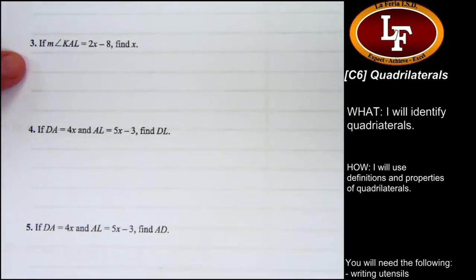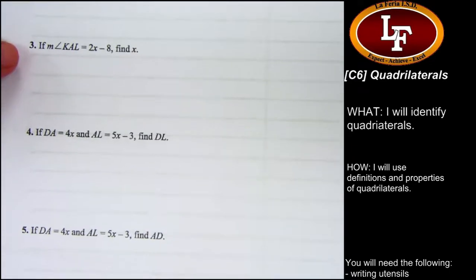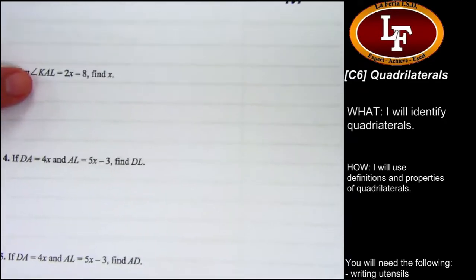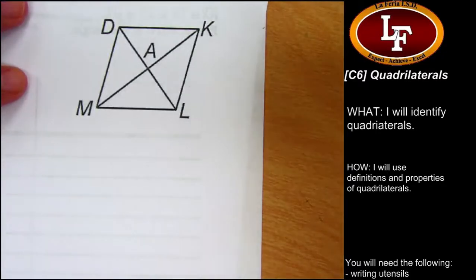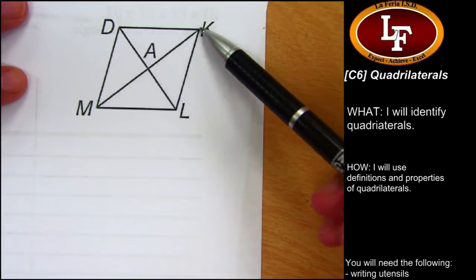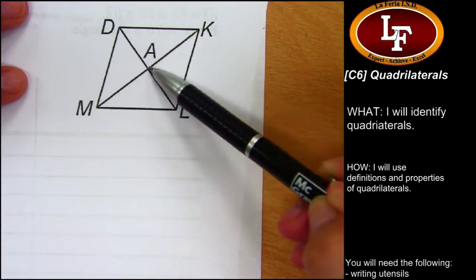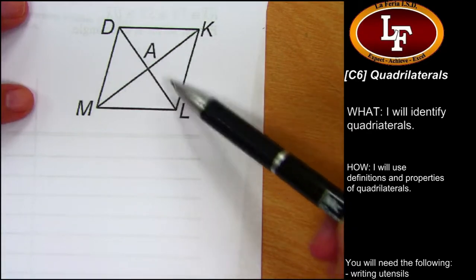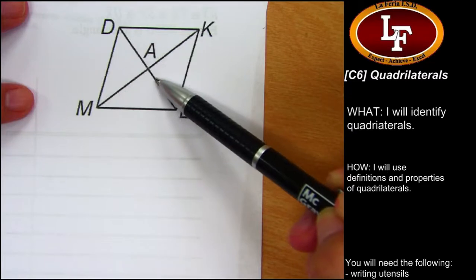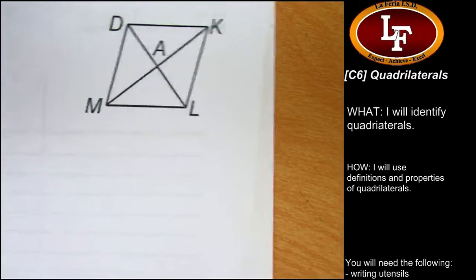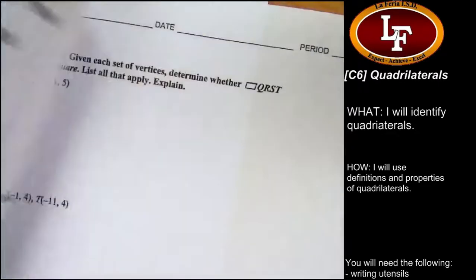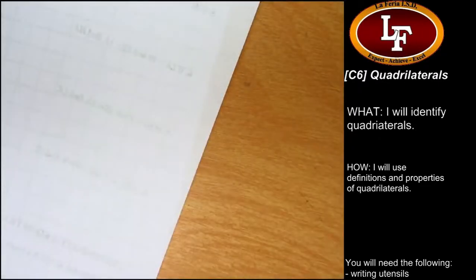This says measure of angle KAL. Just to recap on how you measure your angles, you're going to start at K, go toward A, then turn around and go toward L. So that means we're talking about this angle right in here. Using your definitions will help you find the measure of that angle. Let's look at the next page.